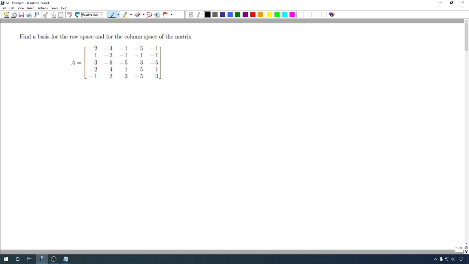So on the screen you'll see that I have put a matrix, and I asked for the basis for the row space and for the column space of that matrix. So this is kind of 2 different problems, but they will involve the same steps at least initially.